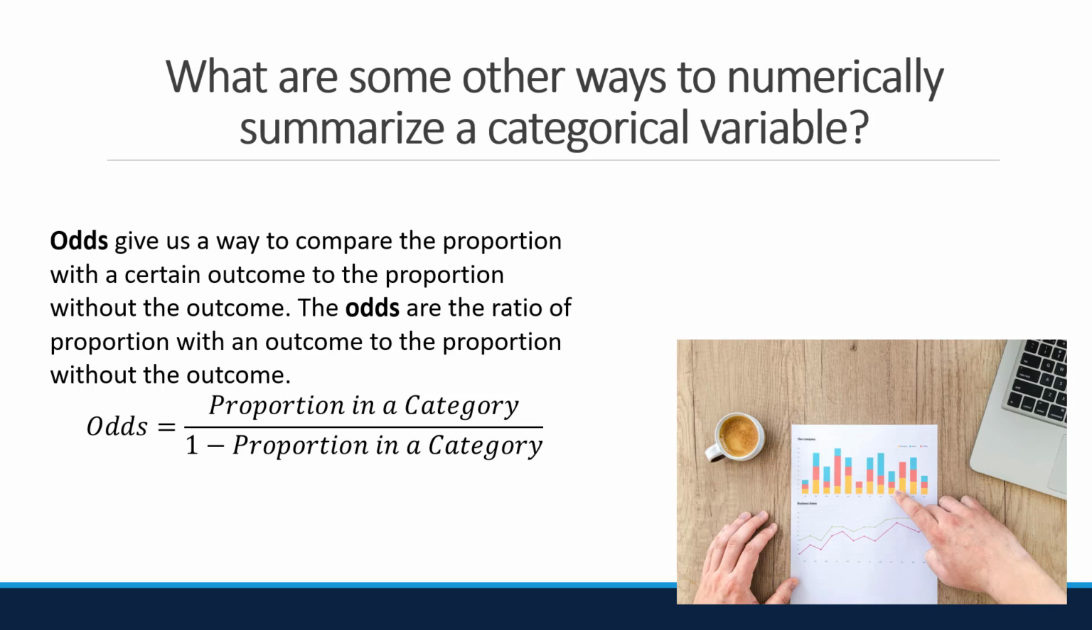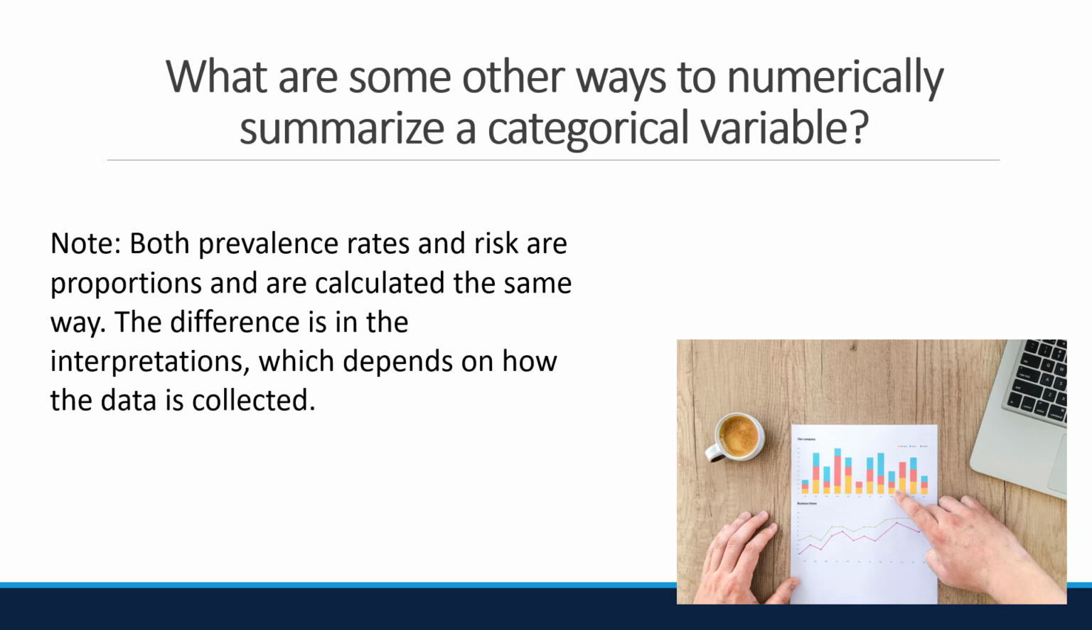Odds give us a way to compare the proportion with a certain outcome to the proportion without the outcome. The odds are the ratio of a proportion with an outcome to the proportion without the outcome. So for example, odds are equal to the proportion in a category divided by 1 minus the proportion in a category. Note, both prevalence rates and risk are proportions and are calculated the same way. The difference is in the interpretations, which depend on how the data is collected.